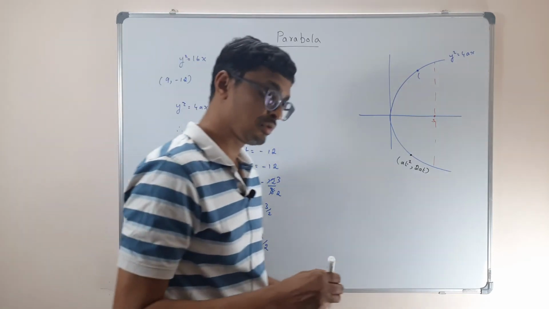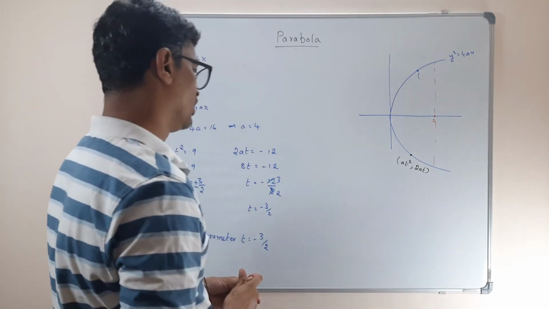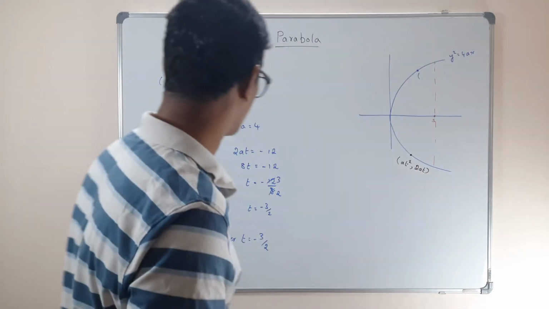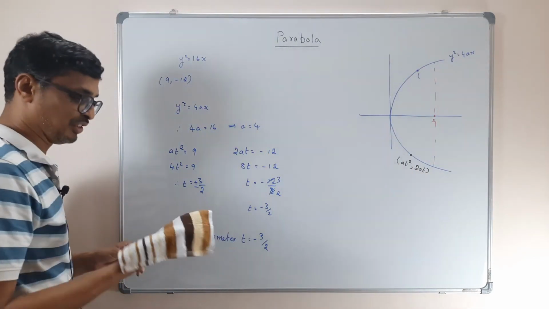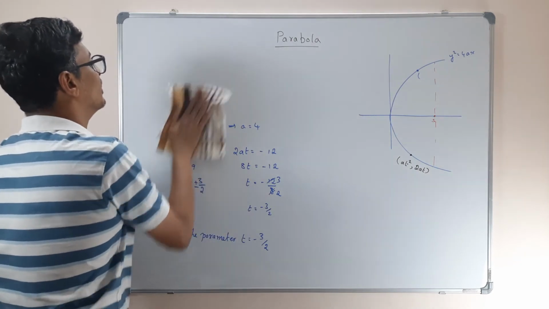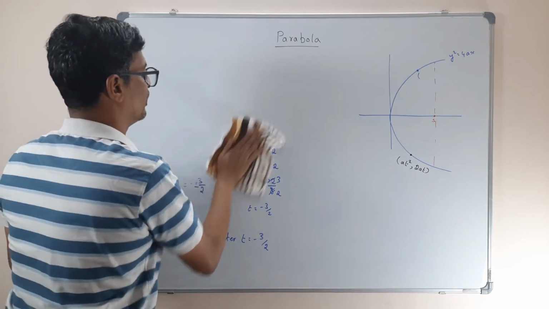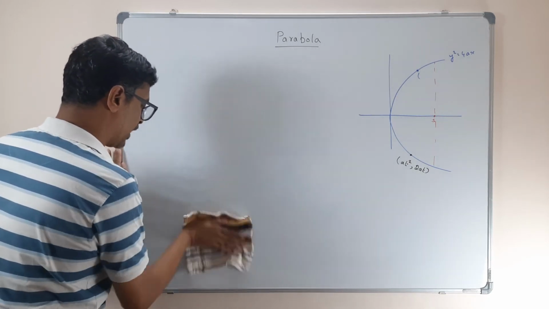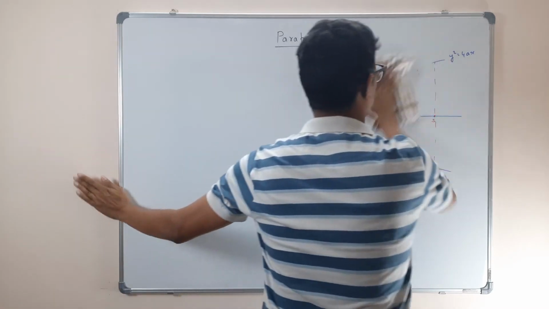Instead of doing for at square, we can just do for 2at and do that. You can do that way also, of course. For completeness, you have to do both. Of course, you can do that, but I don't know whether the teacher will give marks. Okay, so that's all about your parametric expression for a standard parabola.